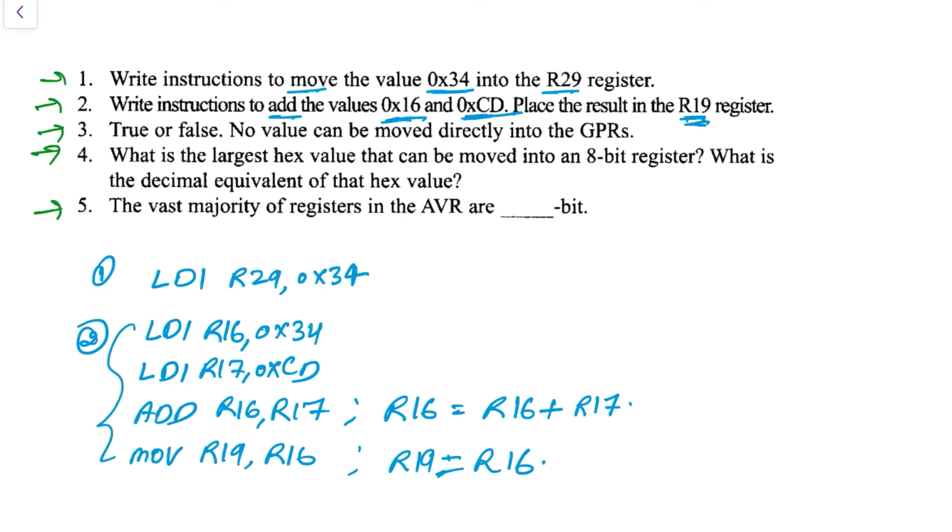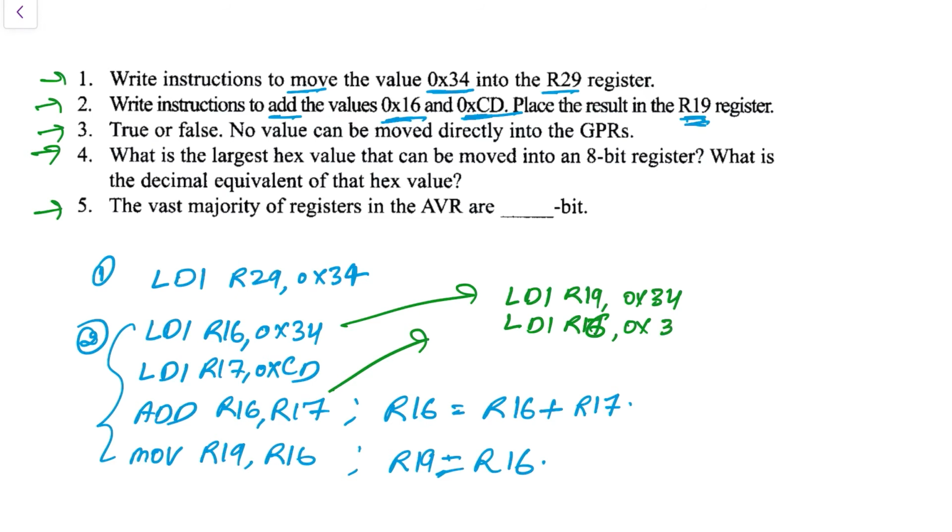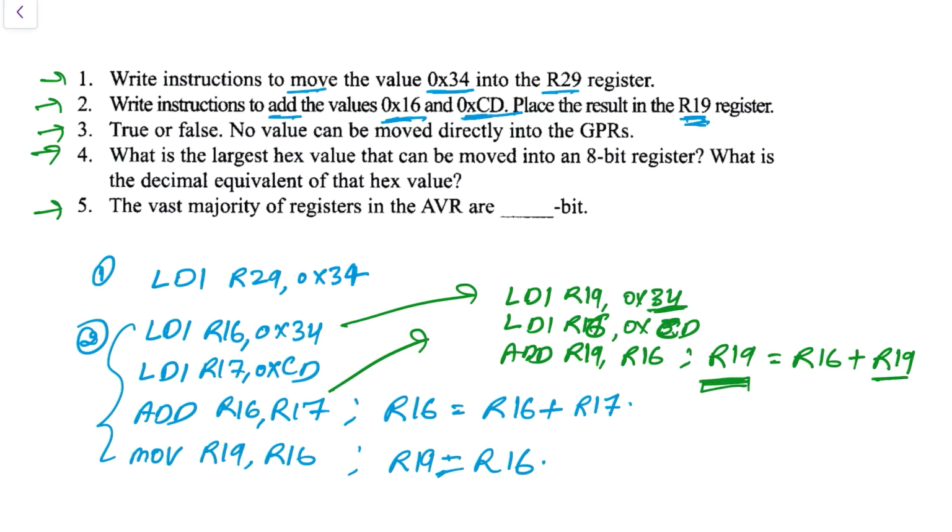And another way of coding this, we can directly modify these two instructions like this: LDI R19 0x34, and then LDI, let's say R16 or R17, anything, 0xcd, and then we can add R19 and R16. In this case, R19 will be directly loaded with R16 plus R19, where R19 is the previous value, and now the new result will be stored into R19.